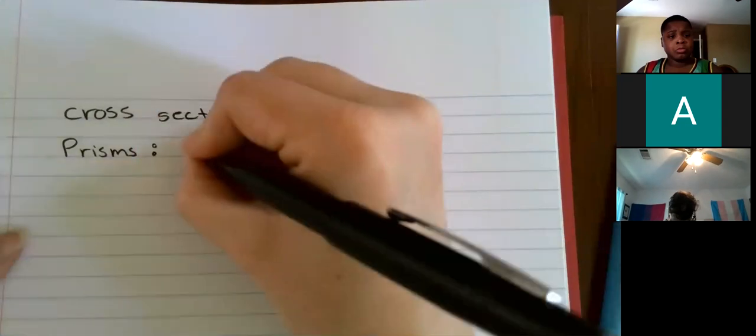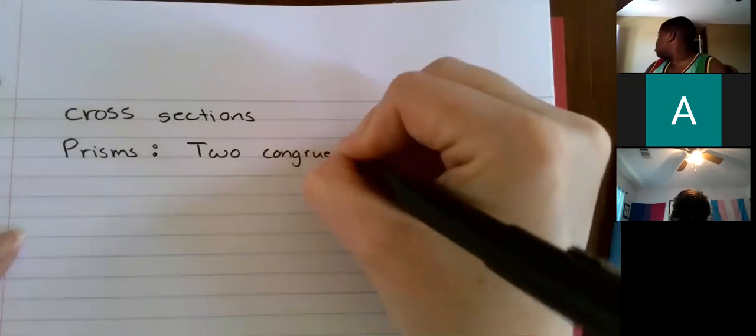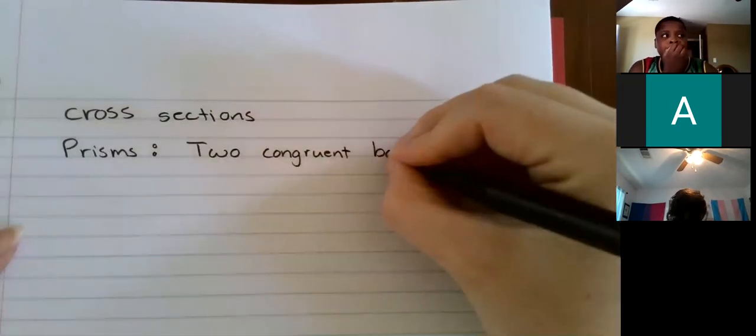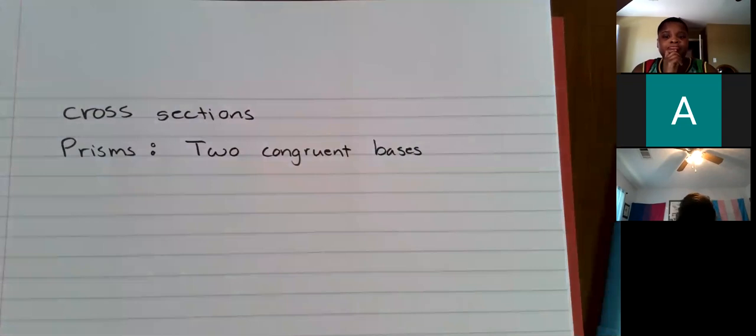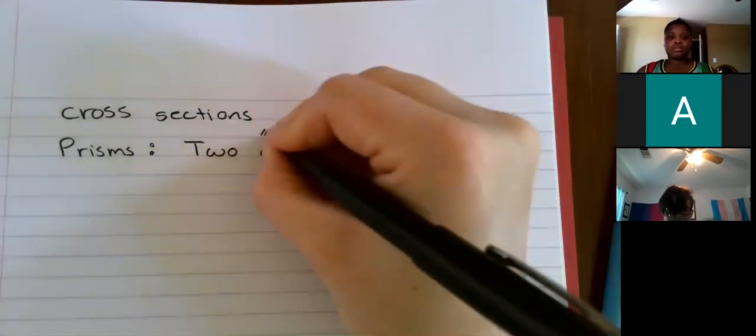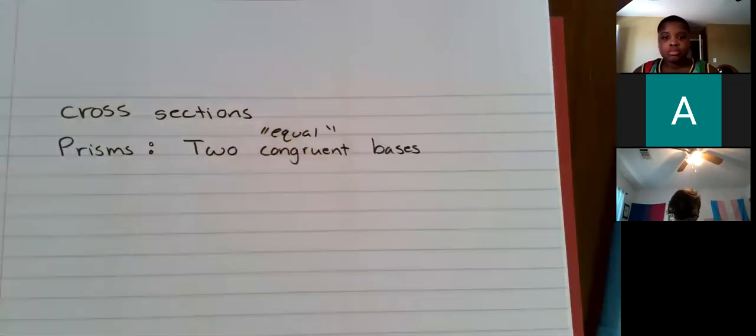So let's talk about prisms first. The idea of prisms is you have two congruent bases. Who can tell me, what does congruent mean? If I say it's congruent, what is that? What's another word for congruent? Equal? Equal. Another word for congruent is equal. So you have two equal, or two exactly the same, bases.